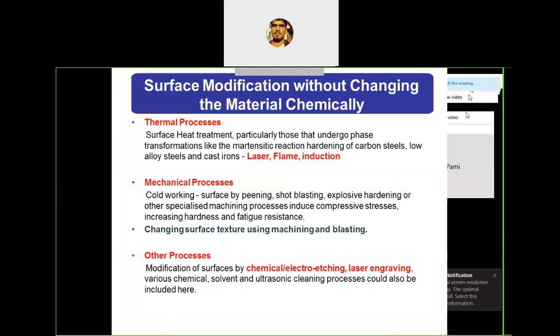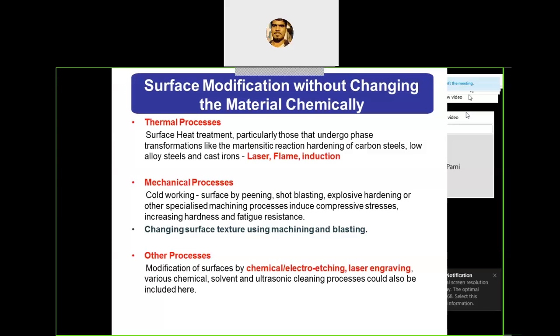Okay. So here, first one, surface modification without changing the material chemically. So chemically that material remains the same. So what are its processes? The first process is the thermal process, the surface heat treatment. We are applying heat treatment to the surface. Only the surface we are going to change with heat.